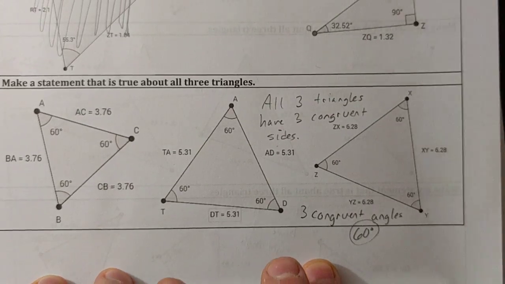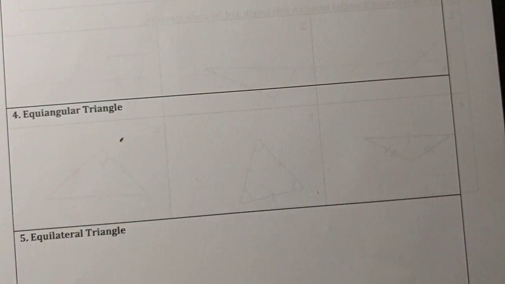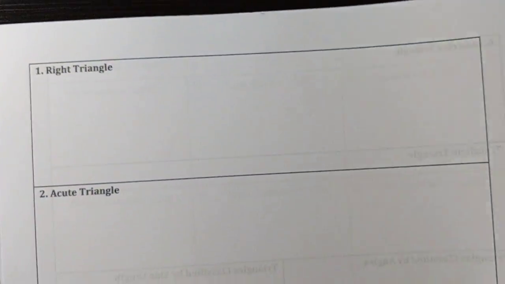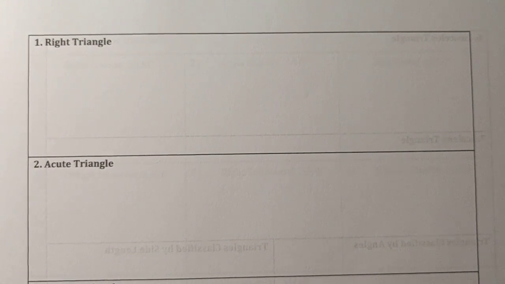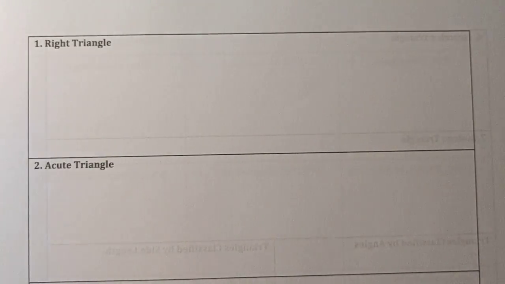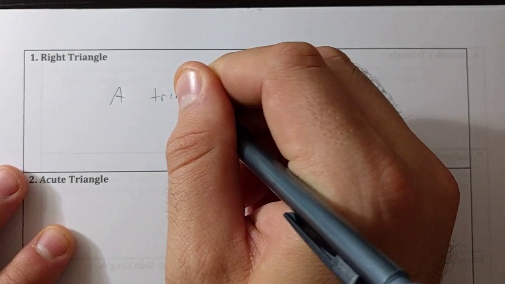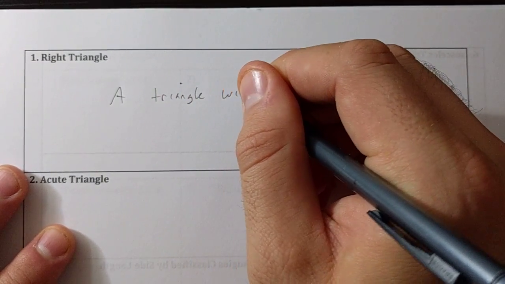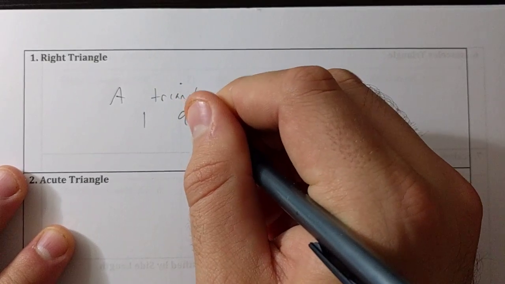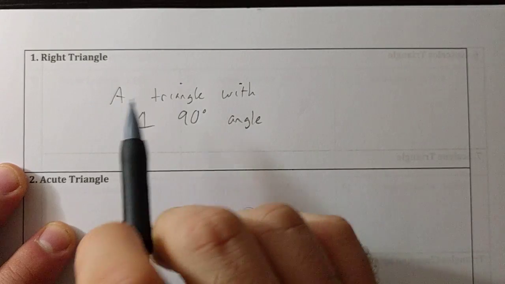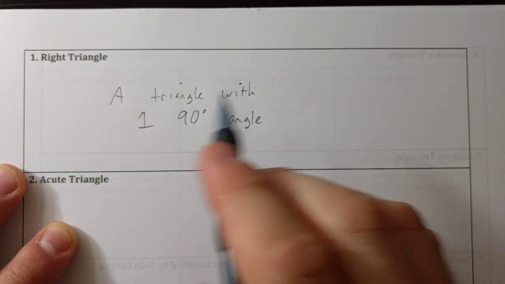If you take your paper, flip to the next page, we have a space for definitions. And these definitions are going to be somewhat obvious based on the names of the actual triangle. For example, a right triangle, keyword being right, is a triangle with one 90-degree angle.